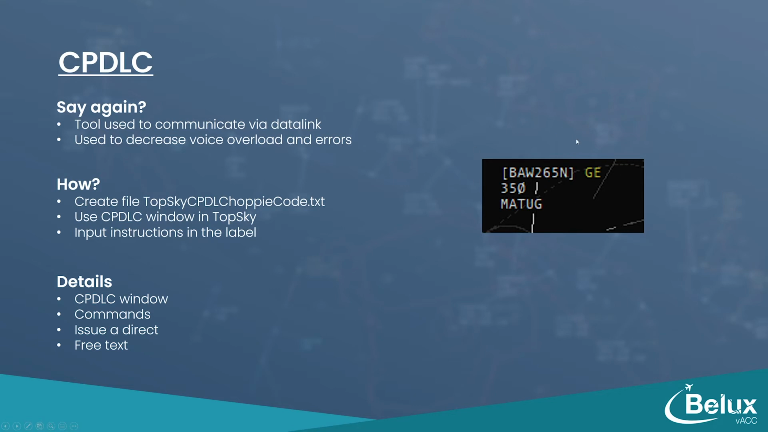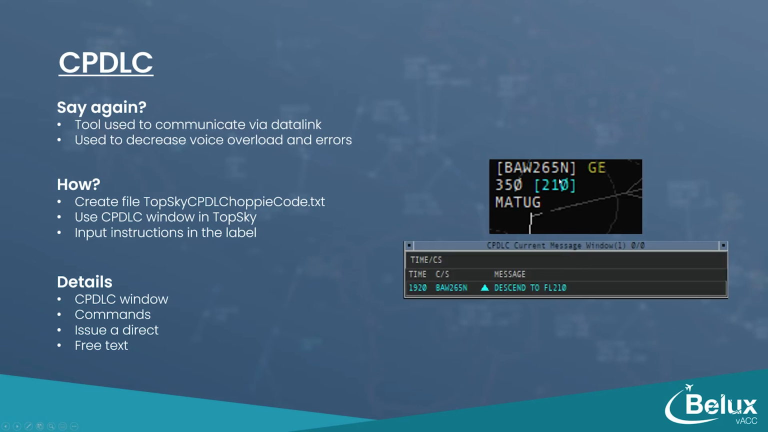So how do you use CPDLC in the tag? You just give an instruction in the label as you would normally. So you would click on it. For example, this one is an altitude clearance. You click on it, you give them a descent, then they will turn blue. Blue means that it's an uplink. You will see it in the current messages again.